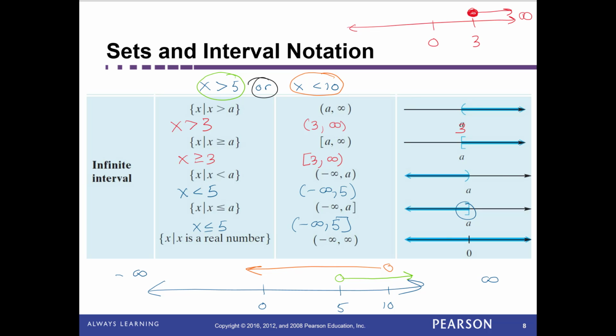So I'm looking for values that would satisfy one of those or the other, or possibly both, but one or the other. It would look like what you see down here with this orange and this green, but taken together, it's going to be all real numbers. Any number that you think of for x is going to make this statement true or this statement true. So it would be all real numbers.